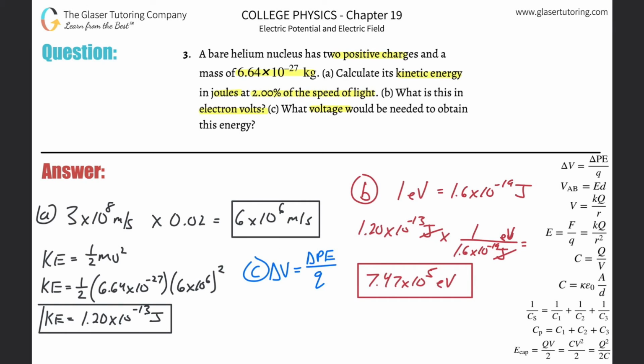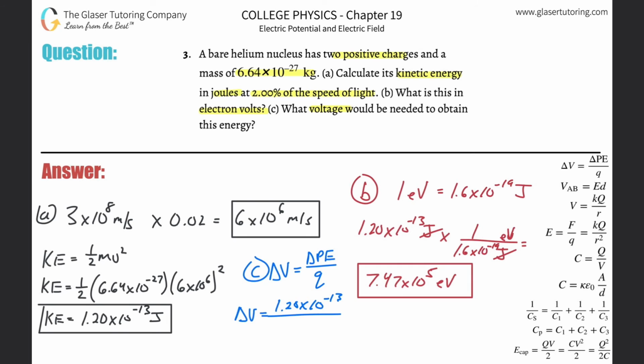Not to belabor the point, but let's just show the calculation here. The voltage difference is what we're solving for. The potential energy difference is the same as the kinetic energy that this particle obtained. So this is 1.20 times 10 to the minus 13th, and then divide that by the charge. What does it tell us the charge is? It says it has 2 positive charges.